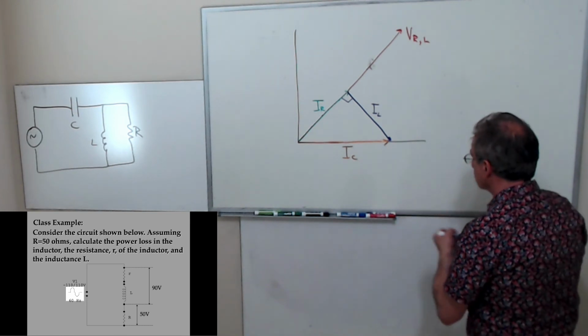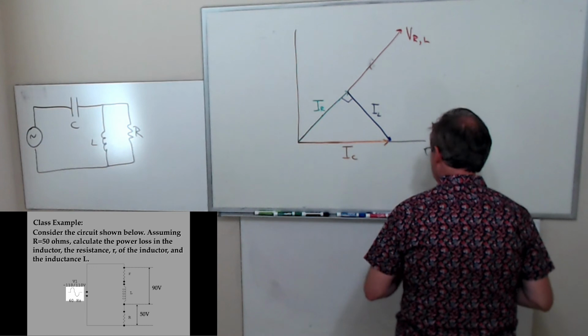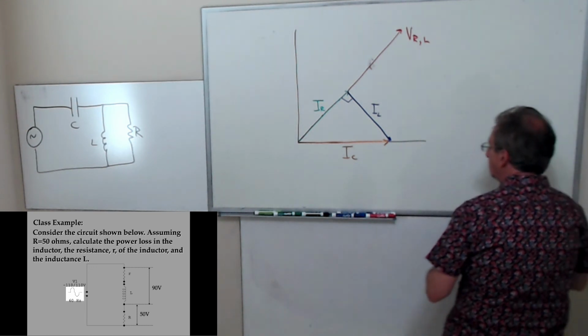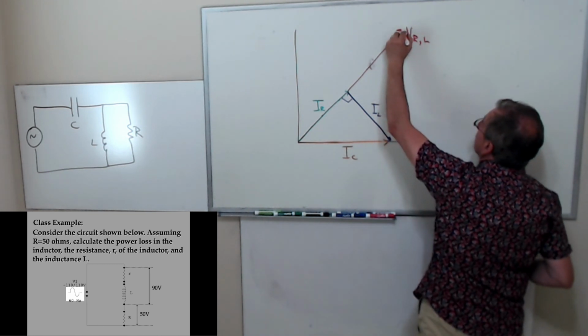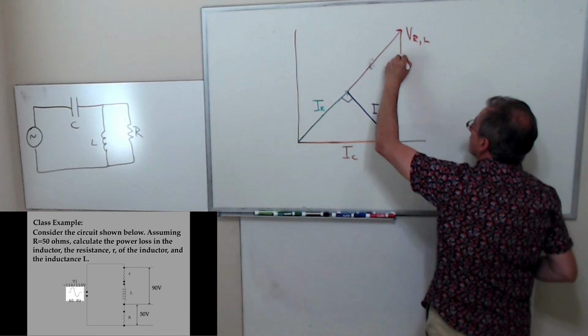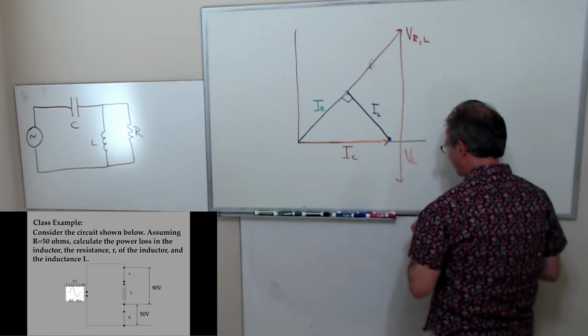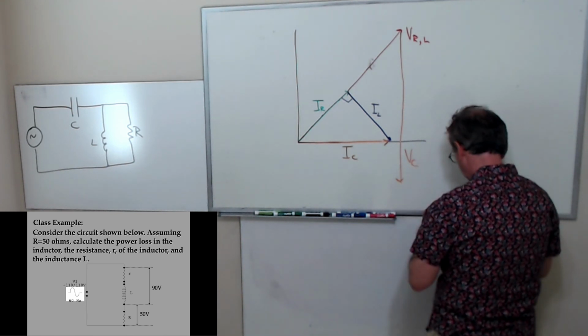It lags this by 90 degrees. So the voltage across the capacitor should be like this, right? But I'm not going to draw it here because that's not going to help me. I'm going to draw it here so I can do vector addition. That's supposed to be a straight line. That's a C.